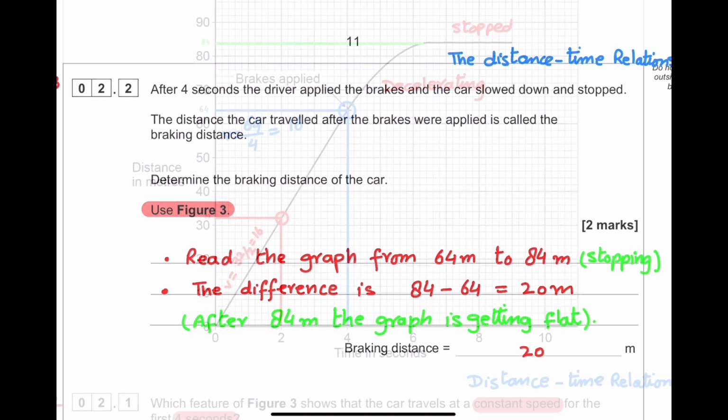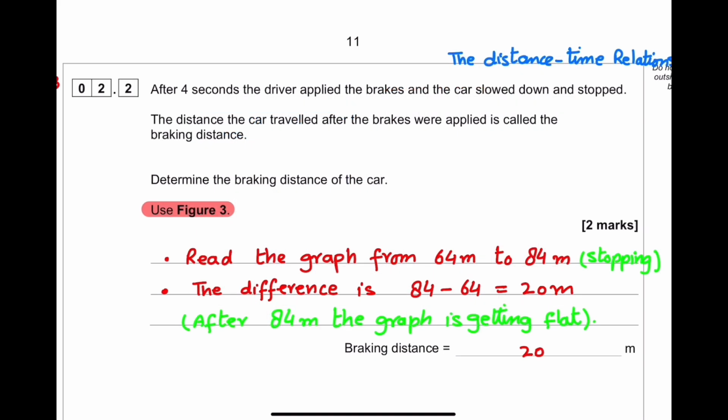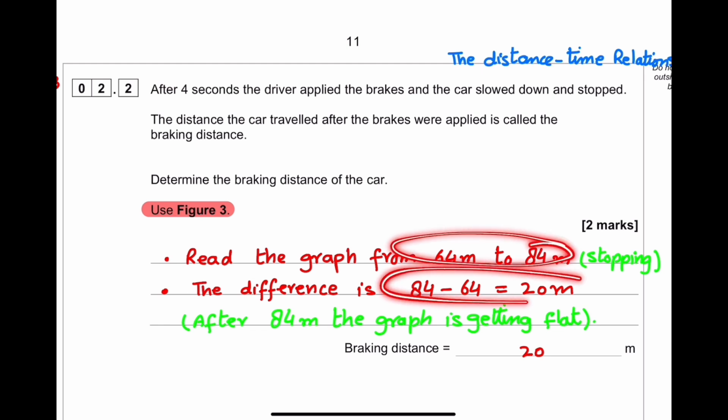Let's see the model answer. Read the graph from 64 meters to 84 meters. The difference is 84 minus 64, that is 20 meters. After 84 meters, the graph is getting flat, which shows the car has stopped. Students will get 1 mark for reading the graph correctly and 1 mark for finding the distance.